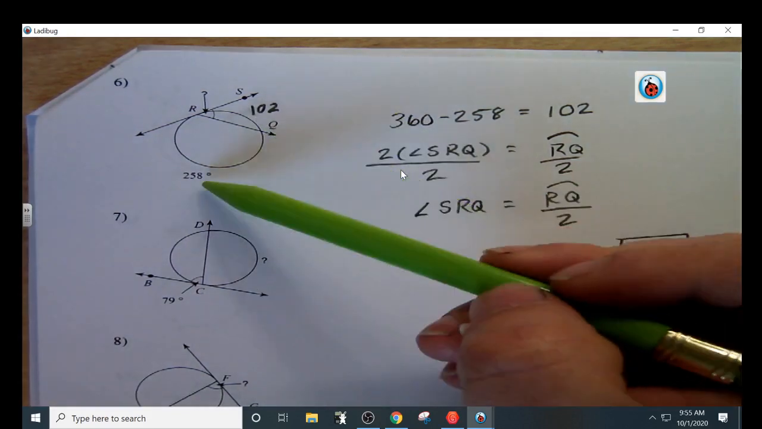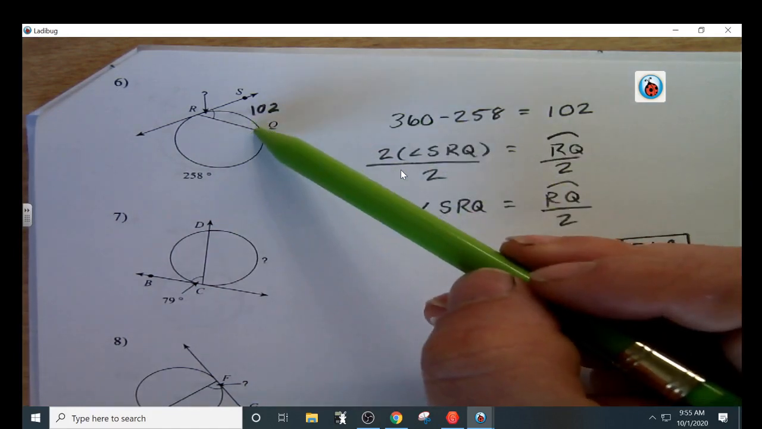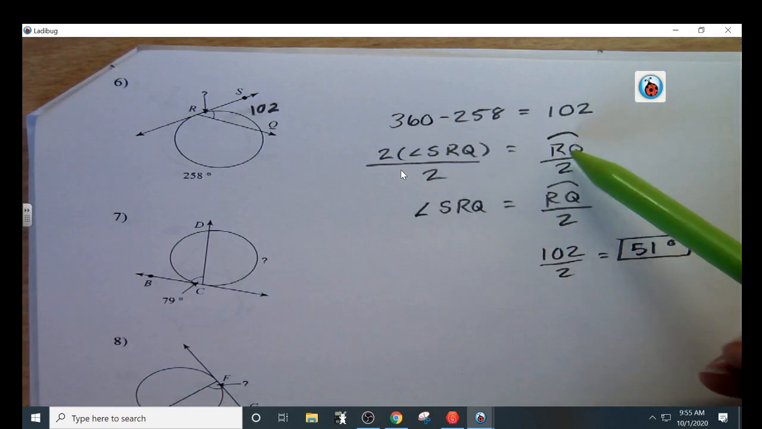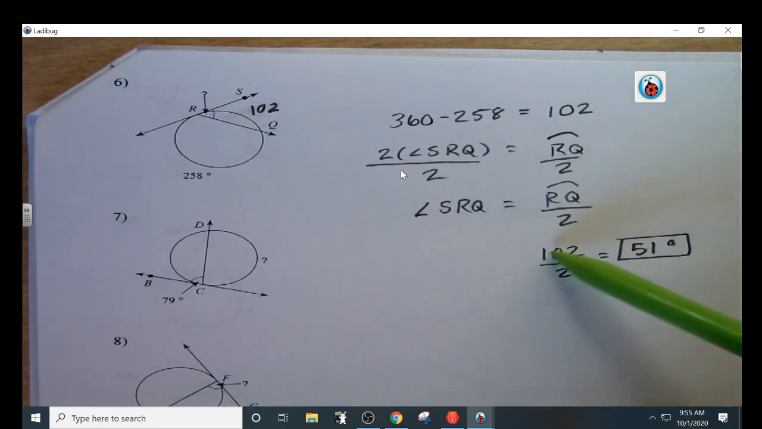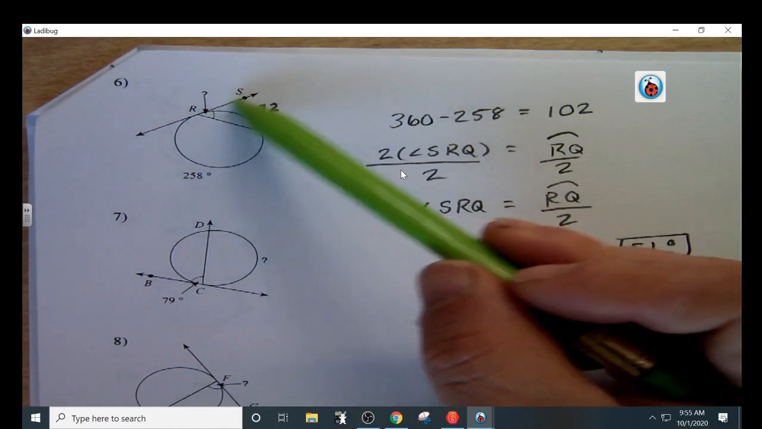It's 360 minus 258. That's the missing arc. Yes, yep. And then you put that in for RQ divided by 2. That gives me that tangent secant angle.